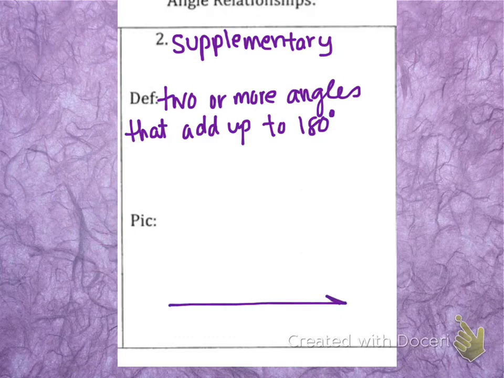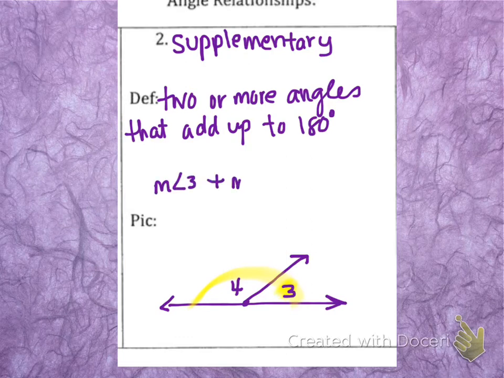If we have a straight angle and two angles that create that, that's called a linear pair. Those angles would add up to 180 degrees. We'll call this angle 3 here, and this will be angle number 4. Looking at that picture, the measure of angle 3 plus the measure of angle 4 would equal 180 degrees. So angle 3 and angle 4 would be a supplementary pair.